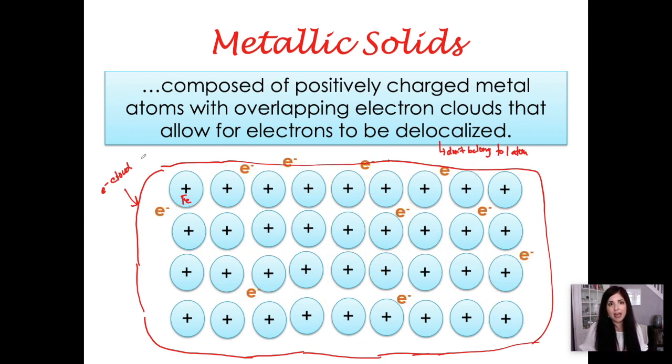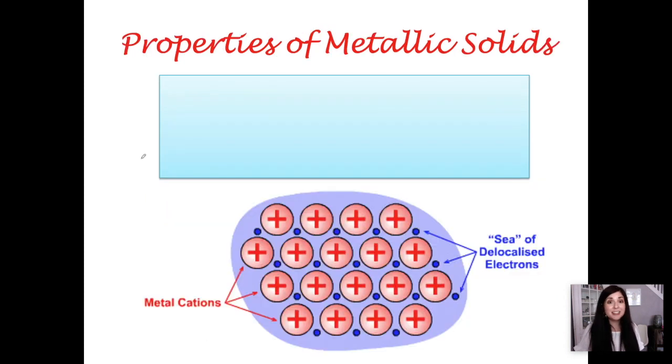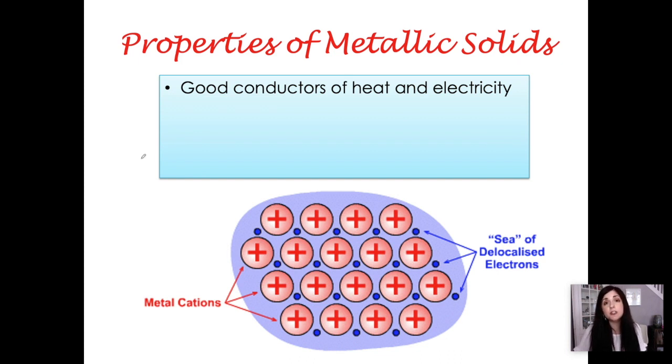And because of that, that allows for metals to have very specific properties that are different from ionic and that are different from covalent network. And it has to do with the fact that these delocalized electrons are constantly flowing throughout this material. So metallic solids are very good conductors of heat and electricity, and that's because those electrons are constantly moving. That's what electricity is, it's a flow of electrons. So because metallic solids already have that flow of electrons, you can conduct electricity really, really well.